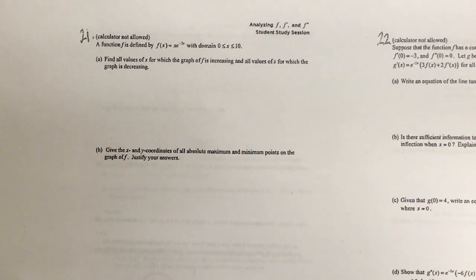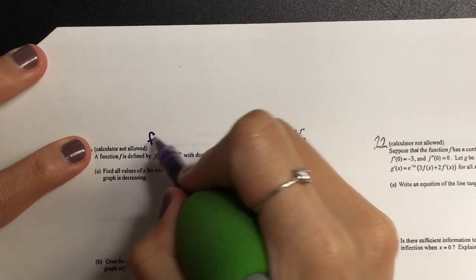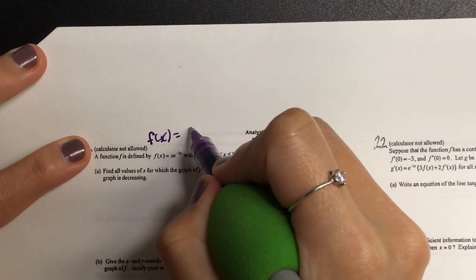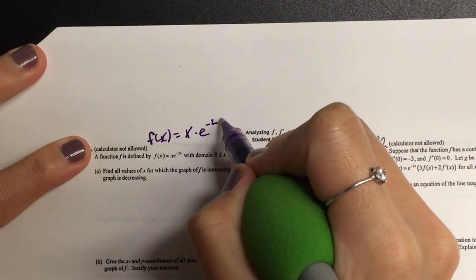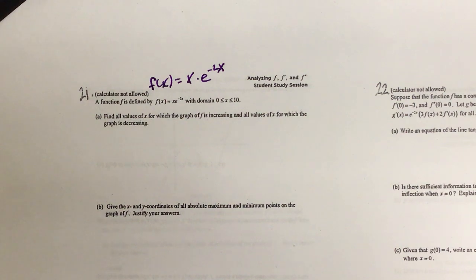The function f is defined by f of x equals x e to the power of negative 2x, with the domain 0 is less than or equal to x, which is less than or equal to 10. Okay, part A. Find all values of x for which the graph of f is increasing and all the values of x for which the graph is decreasing.